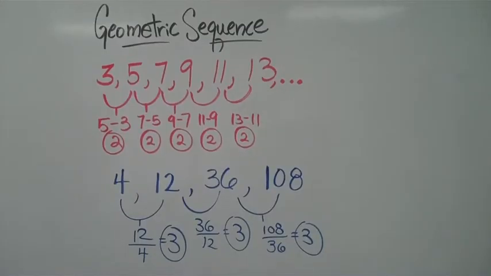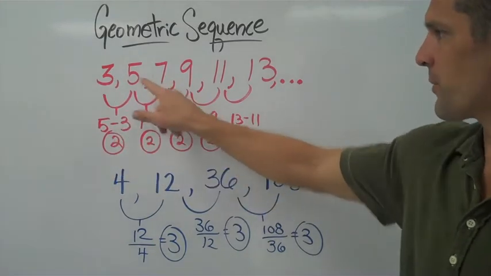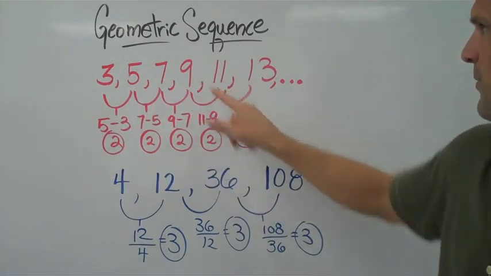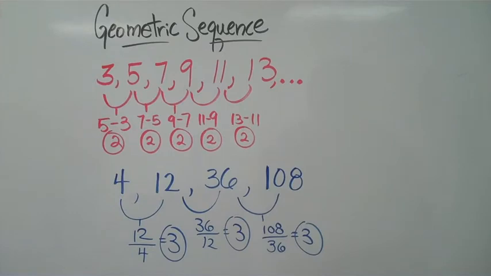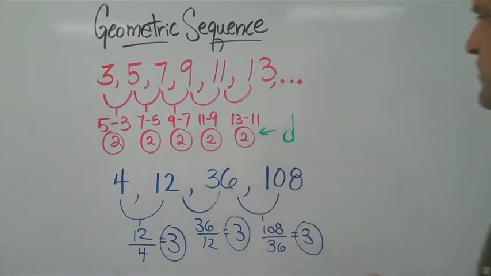When faced with a problem involving sequences and series, your first question to yourself is: is this a geometric sequence or series, or is this an arithmetic sequence or series? In red at the top, I've got an arithmetic sequence. Why? Because 5 minus 3 is 2, 7 minus 5 is 2, 9 minus 7 is 2, 11 minus 9 is 2, 13 minus 11 is 2. We say that this is our common difference, d. Difference means we subtract.